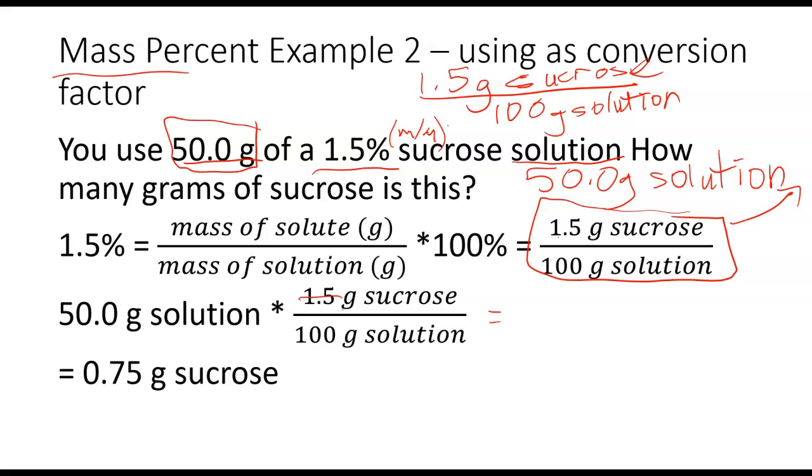We get 0.75 grams of sucrose. So if we use 50.0 grams of that solution, we're going to get 0.75 grams of sucrose. So do be careful. Label. Notice that it's really important that this is, if you just labeled this with grams, you'll be lost. There's just no way of figuring that out. But you want to make sure and clearly label grams of what? Grams of what? Make sure and label throughout.